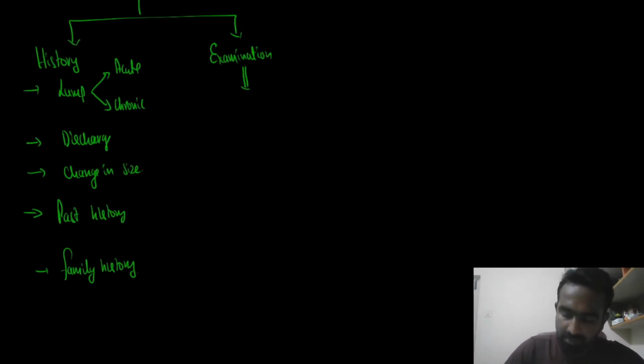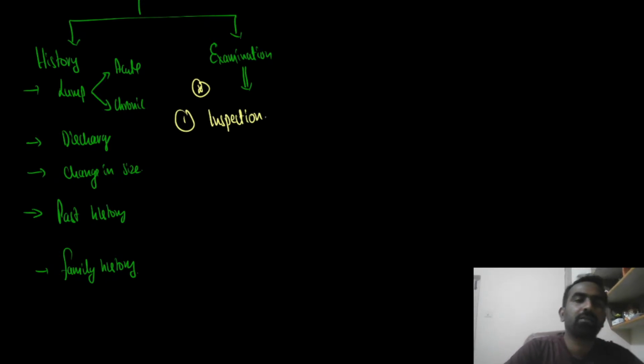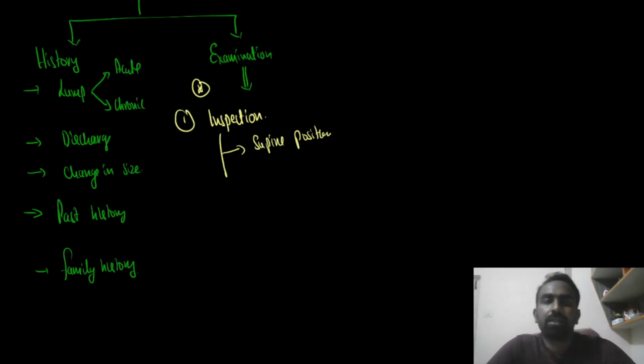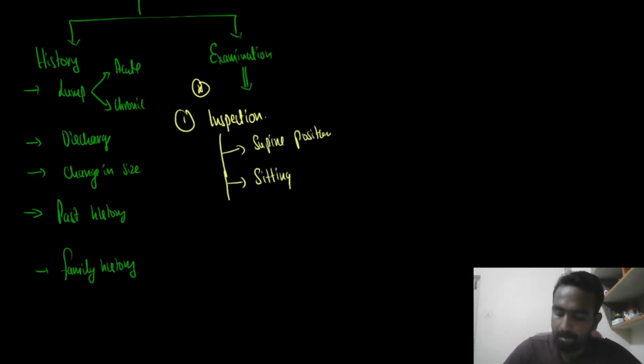And examination of the breast is very, very important. How do we examine the breast? Firstly, we inspect the breast. Inspection of the breast can be done in three positions. One, supine position, where the breast relaxes over the pectoralis major muscle, and any hard lumps that are majorly visible can be appreciated. The other is the sitting position with hands by the sides.